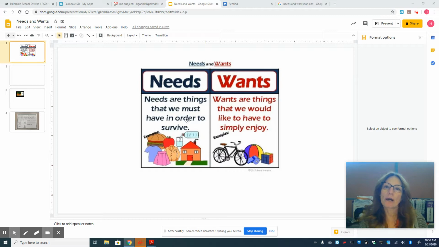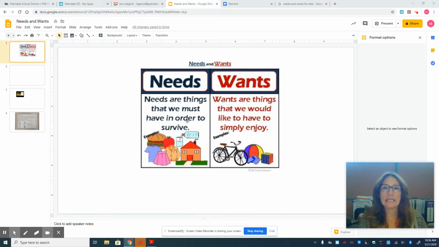We've already learned about goods and services, right? Goods are things that you can buy, like clothing and food, cars. Services are things that people provide for you. A teacher provides education, they teach you. A doctor helps you when you're sick, a nurse, a policeman, they all provide you with a service. So a good is something you buy, like groceries or clothing, and a service is something that someone does for you. Okay, so now we're going to talk about needs and wants.